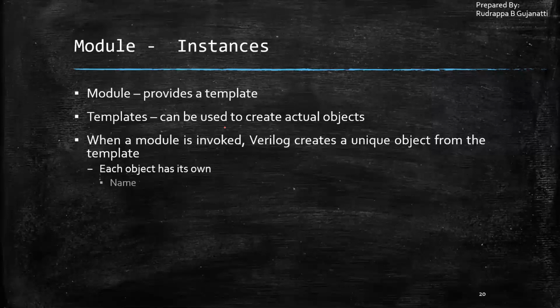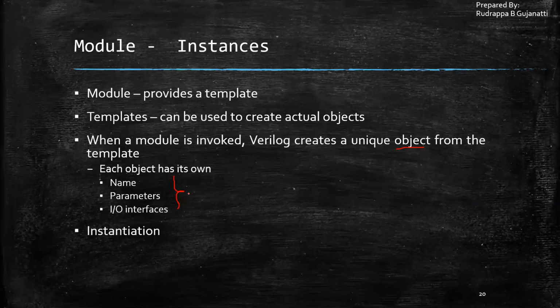Each object will have its own name, parameters, and I/O interfaces. We will check this out later in the forthcoming parts when we start off with the coding. So whenever we invoke a module, we'll be creating an object based on the template, and each object should have its name, parameters, and its own interfaces.